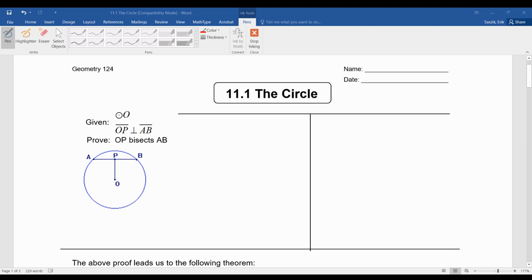Okay, students, we're going to start into chapter 11. Huge chapter. There's a ton of information in here. It's all about circles. It's going to be a lot of material that's covered. The first thing that I would like for you to do is I'd like you to do this opening proof.